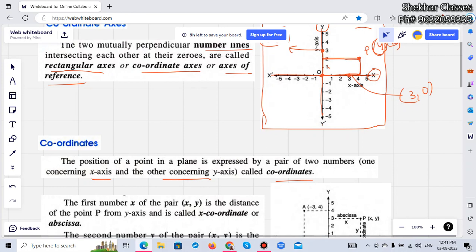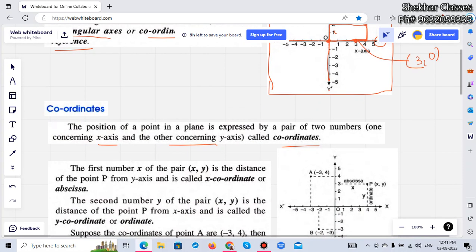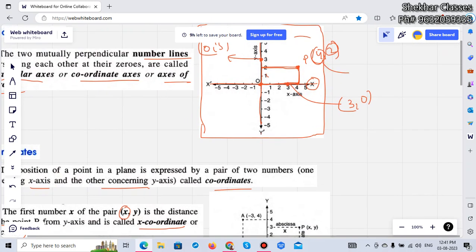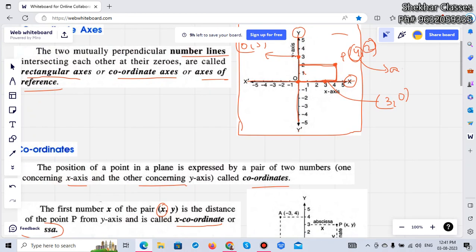The first one, the x coordinate, is called the abscissa, and the y coordinate is called the ordinate. So in this case, this is the abscissa.